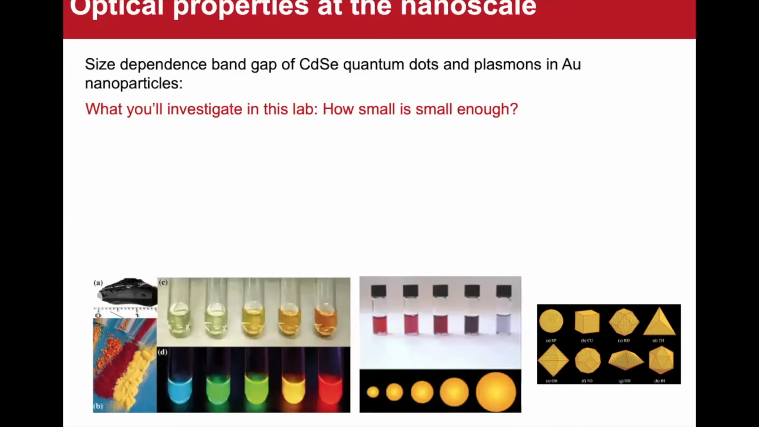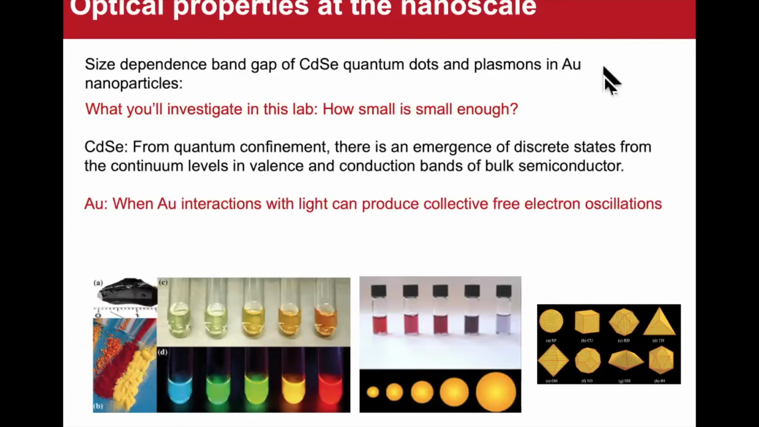So in this lab, we'll investigate how small is small enough. When do we see the optical properties change when we make a material small? The two materials we'll be looking at are cadmium selenide quantum dots and gold nanoparticles. For cadmium selenide, we'll look at the quantum confinement, and at the emergence of discrete states from the continuum levels in the valence and conduction bands of the bulk semiconductor.